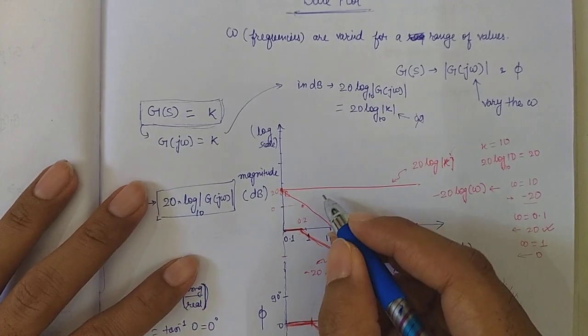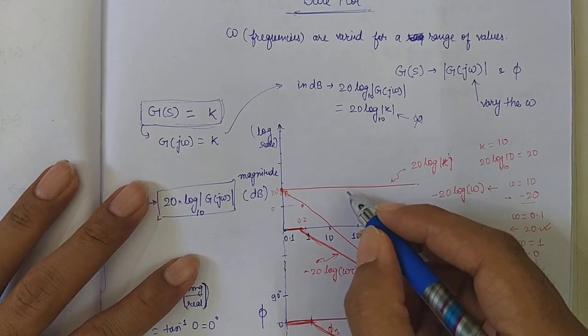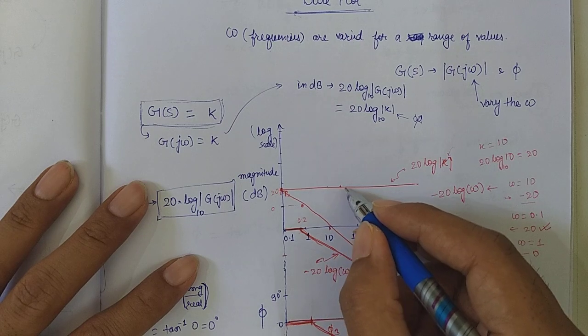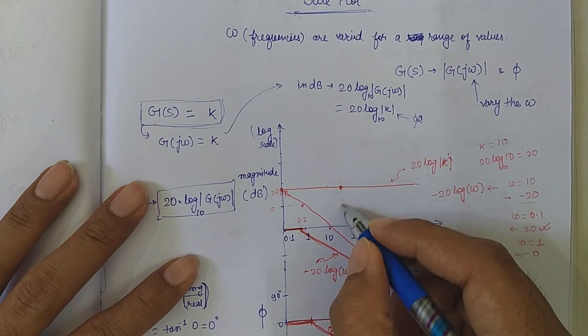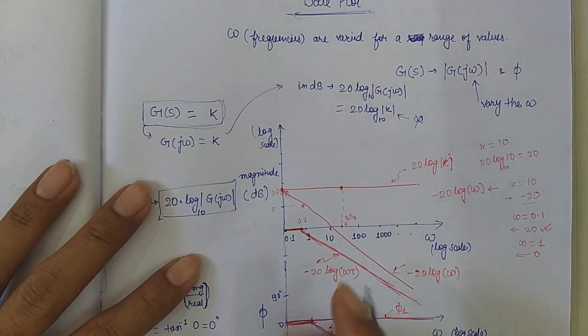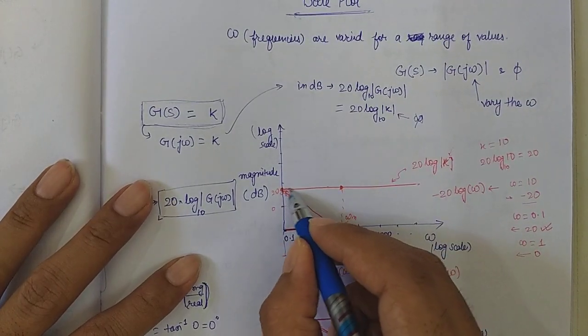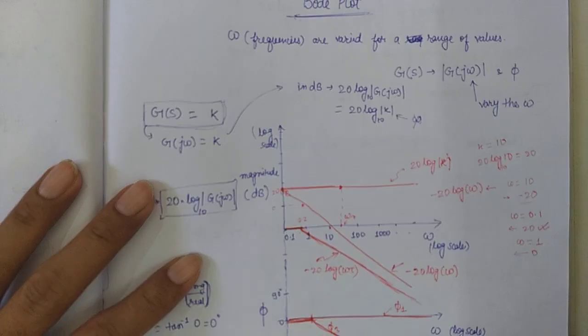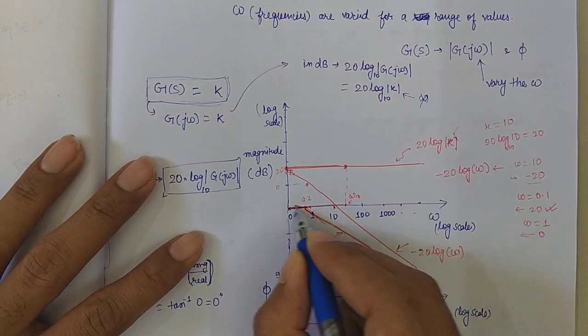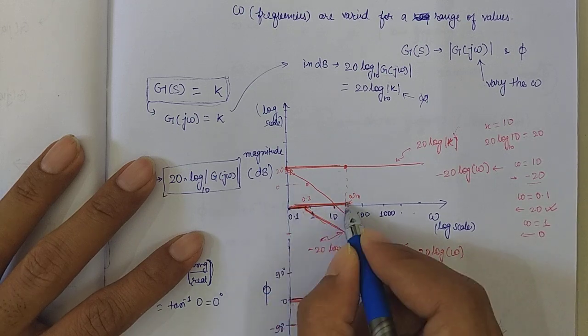Okay, now let's talk about how it looks in these log scales. Till omega is equal to omega n, let's suppose this is my omega n for the system, till this number things will be 0. I'm sorry, 0 is here, so this is 0, till here it will be 0.